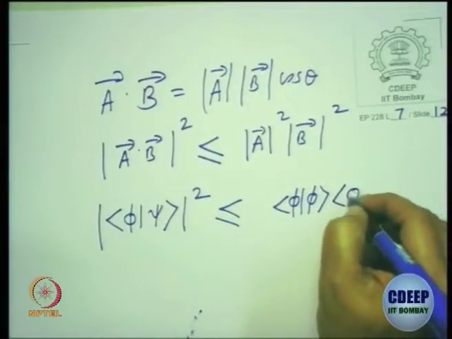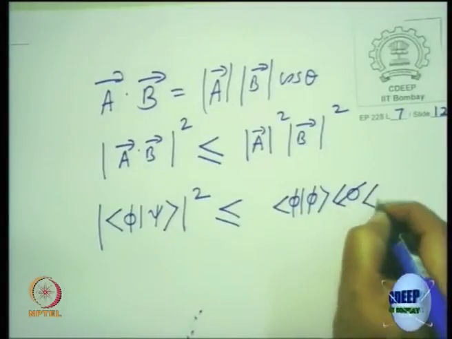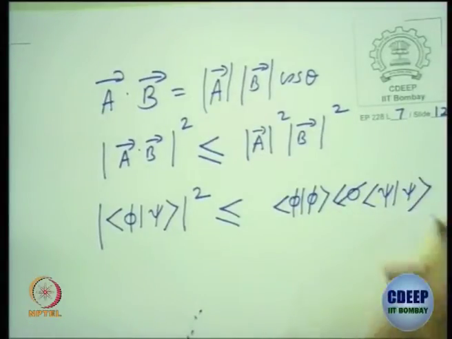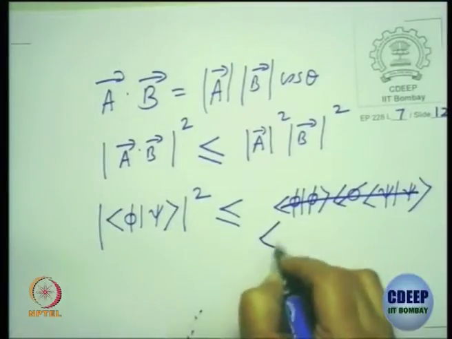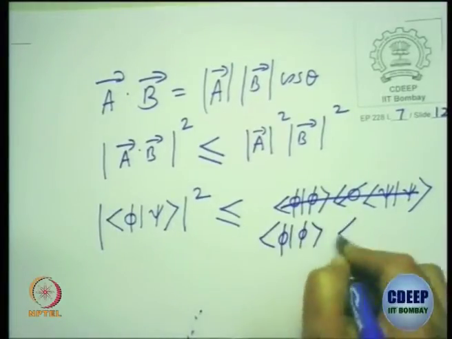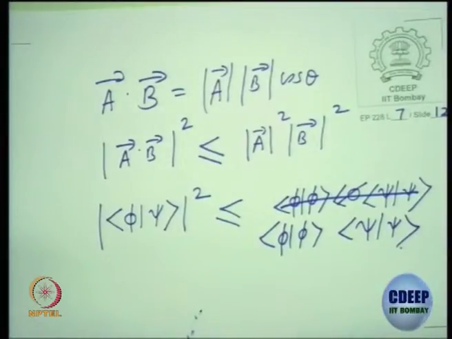What else? It's not right. Psi psi, is that right? So, maybe let me write it again. It is phi phi times psi psi. So, this is the Cauchy-Schwarz inequality.